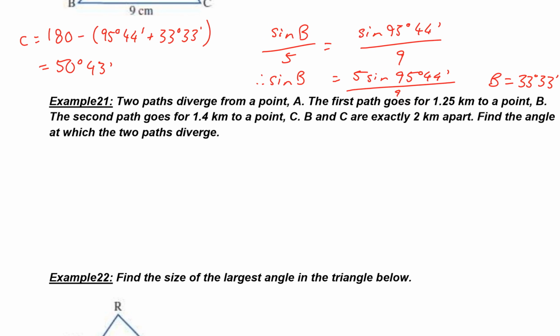Next up, two paths diverge from a point A. The first path goes 1.25 to B, and the next one goes 1.4 to C, and they end up quite a distance apart. So that's shorter, I'm going to say that's B, 1.25. And C is a little bit longer, 1.4.